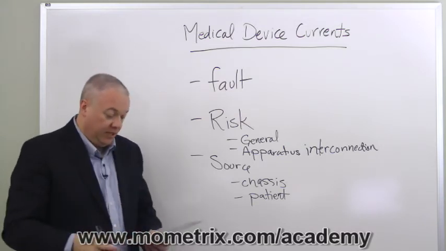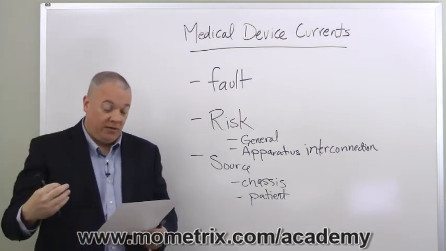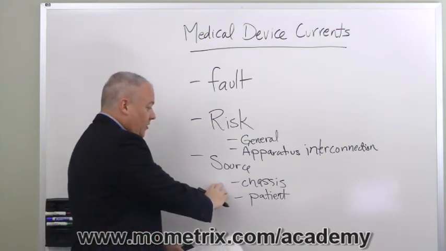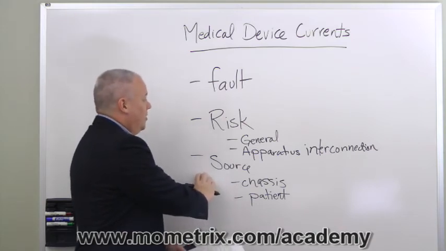Under patient conductor, the patient has the current flowing through them to the ground line. So the current flows through the chassis to the ground, the current flows through the patient to the ground. So this would be source currents.